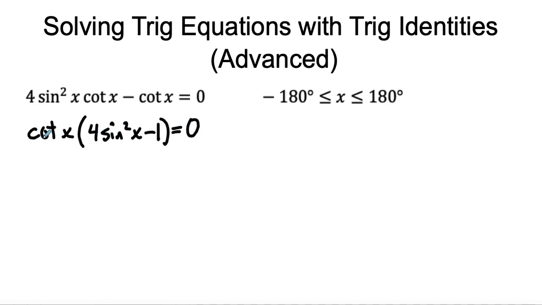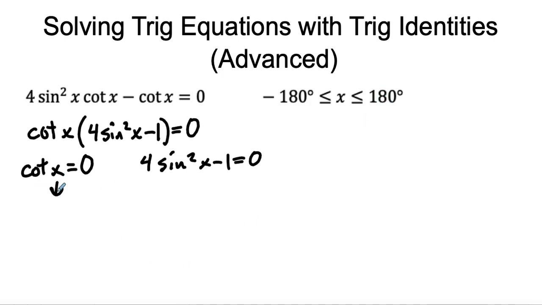Now, it's going to be tempting to just divide by cotangent and say, okay, now it's gone. But you have to be careful, because if you do that, you're getting rid of the solutions where cotangent of x equals 0. So we'll write 4 sine squared x minus 1 equal to 0 over here, and we're going to solve that as well. Remember, because the problem asks for it, we're looking for only solutions from negative 180 to positive 180 in degrees.